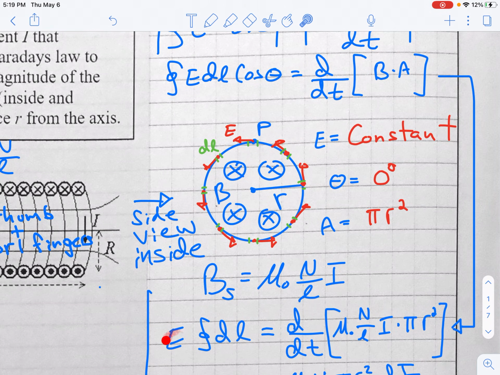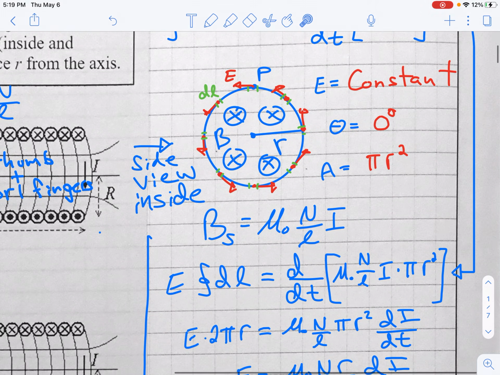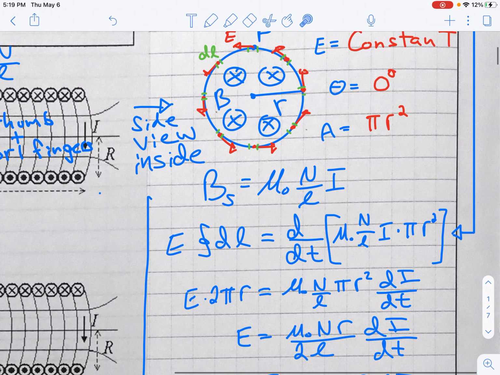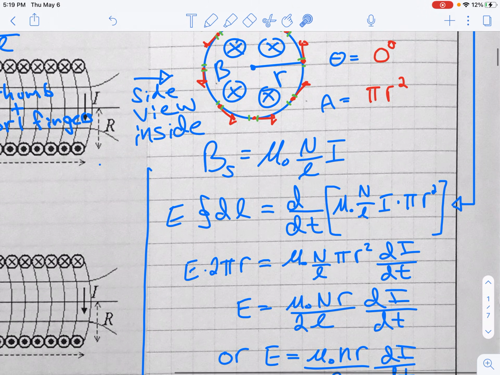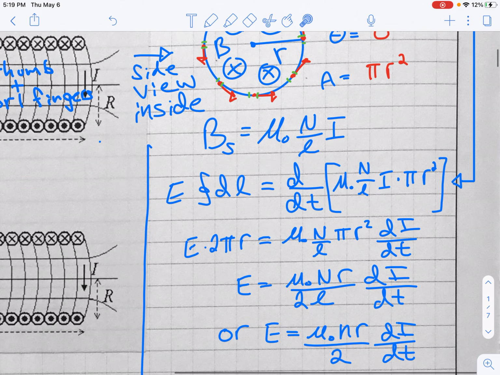So the electric field was constant, pull that out. The integral of dl is going to be the circumference of that circle. Here is the magnetic field times the area. And so there's only one thing that changes with respect to time. That was the current. So we get dI/dt at the end, and mu naught n r over 2 out front. You could also write that using a little n, which would be big N over L, either way.